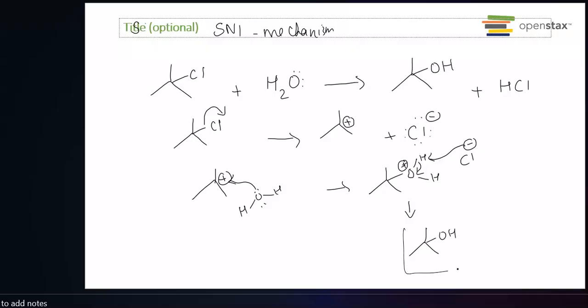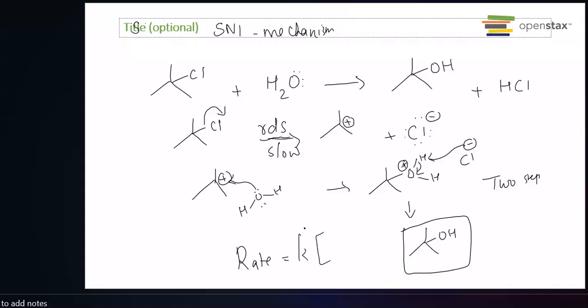Okay. So this is the mechanism of the reaction, a two-step mechanism. The first step is my rate determining step, and that's my slow step, and this is the step that determines the rate equation. So rate depends only on the substrate, which is my tertiary alkyl halide. Okay, so the rate is depending only on the concentration of the alkyl halide, because the nucleophile does not appear in the first step. It actually comes in the second step.